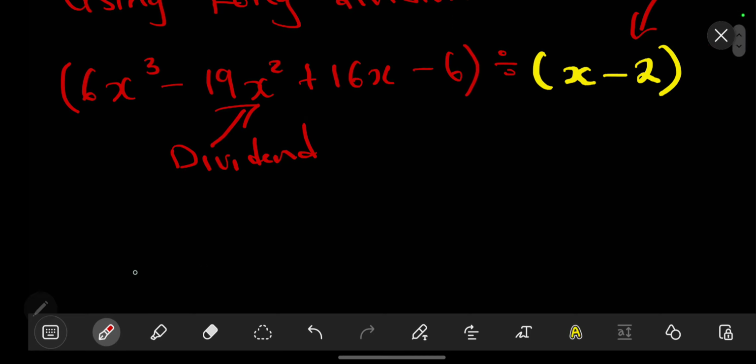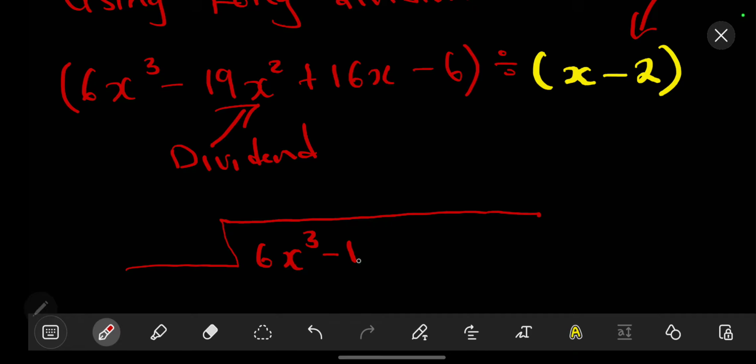So let's do this. We are going to have something that looks like this. We are going to put our dividend here. So we have our 6x to the power 3 minus 19x squared plus 16x minus 6, like that. Then we are going to put our divisor here. So we have x minus 2.